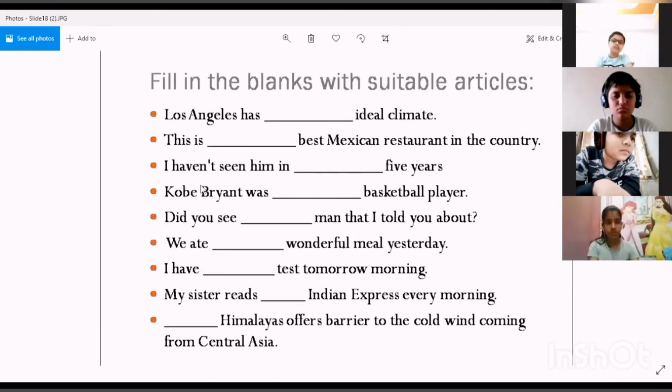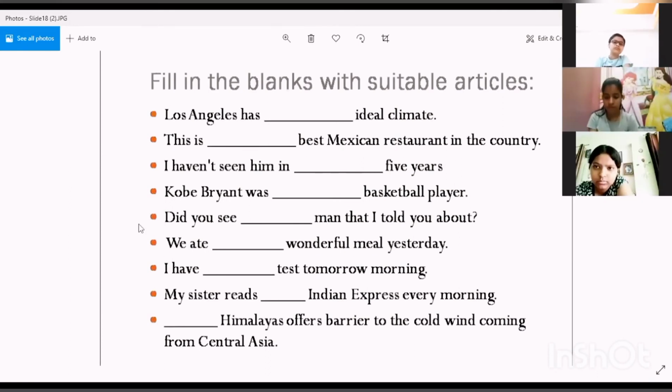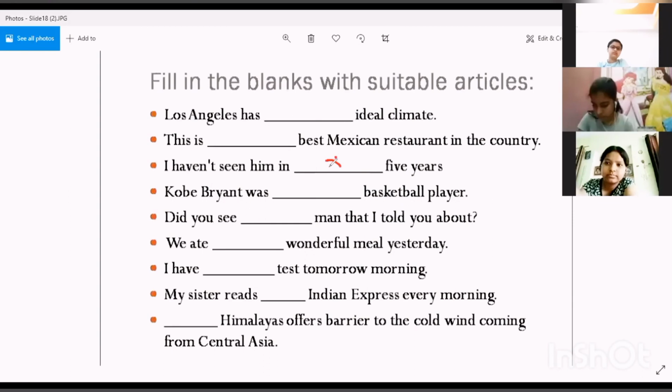Next one. I haven't seen him in dash 5 years. Now, remember that an article may be added and may not be added. So it is not necessary that you fill an article in all the blanks. Yes, Genia. Ma'am, I haven't seen him in 5 years, no article would be there. Very good. Absolutely correct. So no article would come over here.